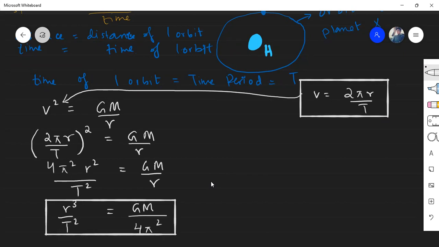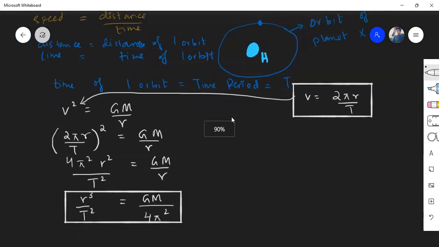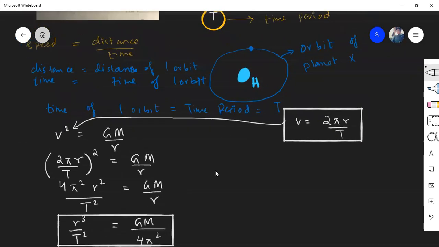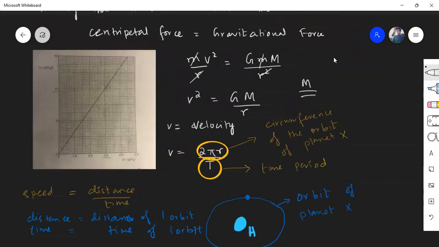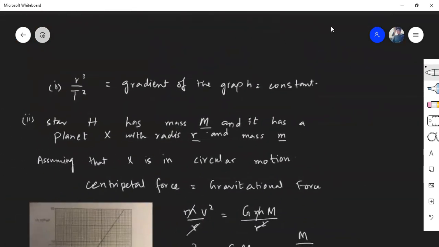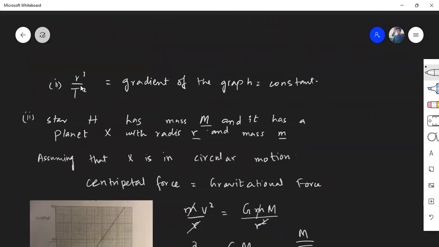Do you get this, like how I got here? Yeah. Okay. Now, look what I defined. The reason I did part one first was that I wanted to tell you that in part one, I told you that R cube over T square is basically the gradient of this graph. So this is part one.